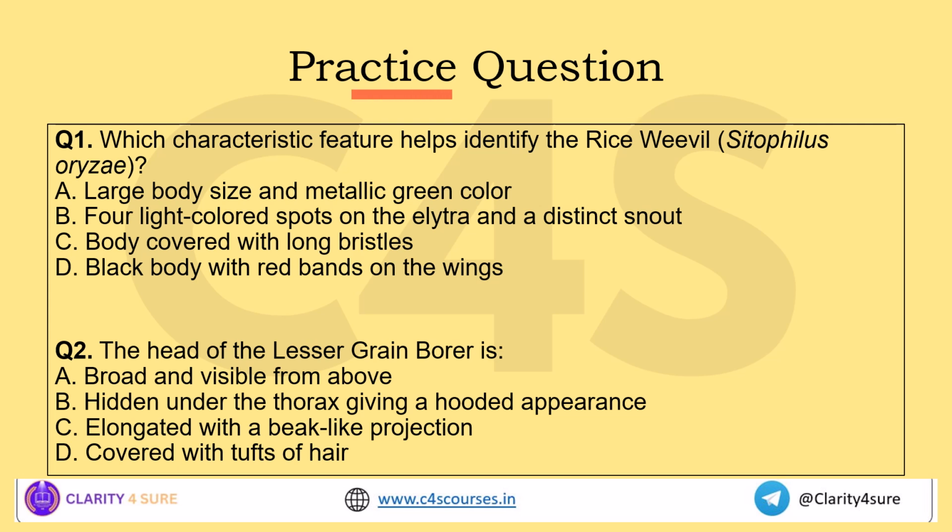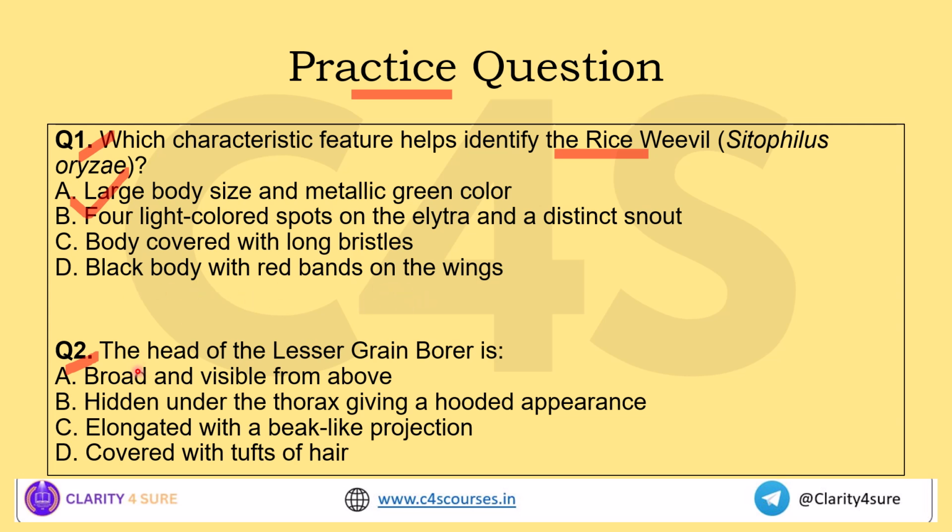Try to answer these questions in the comments below. I have denoted the question number itself. You can answer like answer of the first and answer of the second question in the comments below. So the first question is, which characteristic features help identify the rice weevil? The options are: large body size and metallic green color; four light colored spots on the elytra and distinct down, body covered with large bristles; and black body with red bands on the wing.